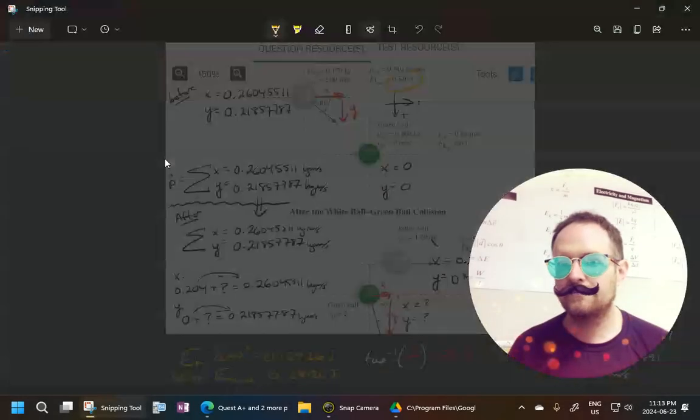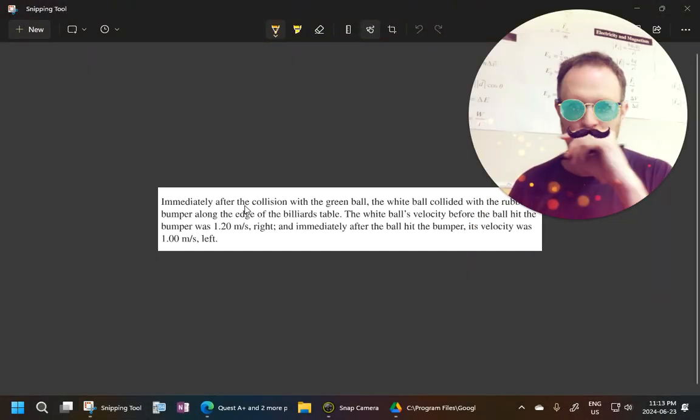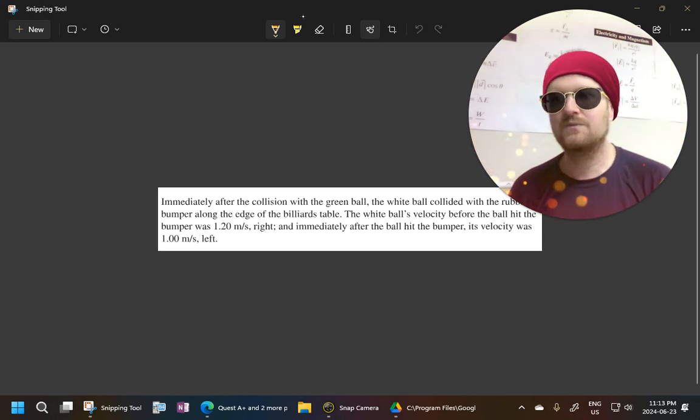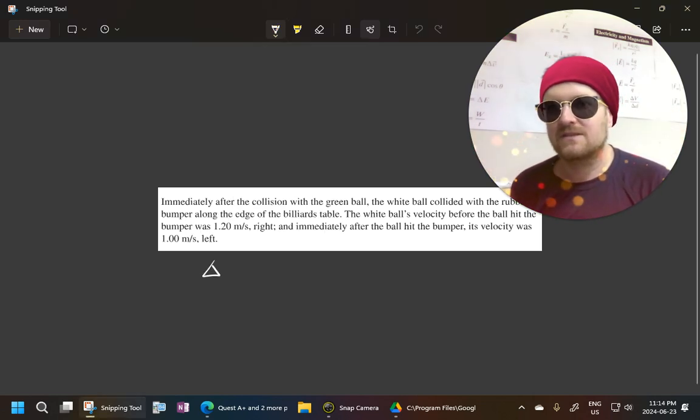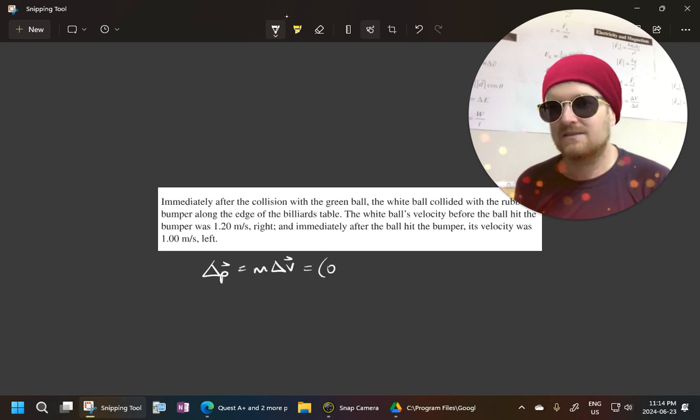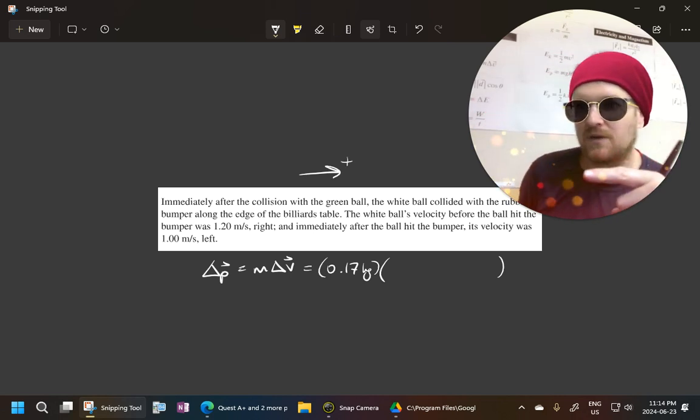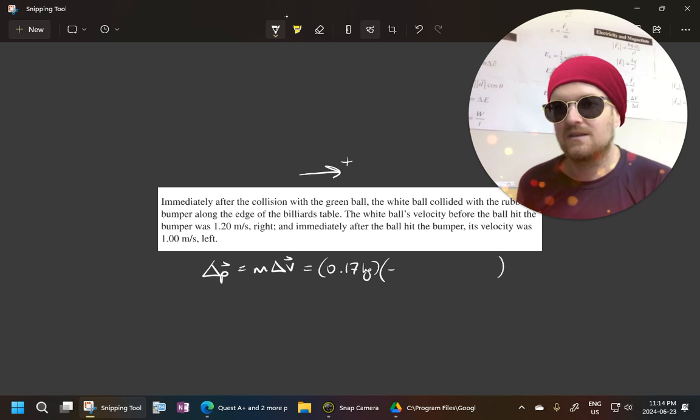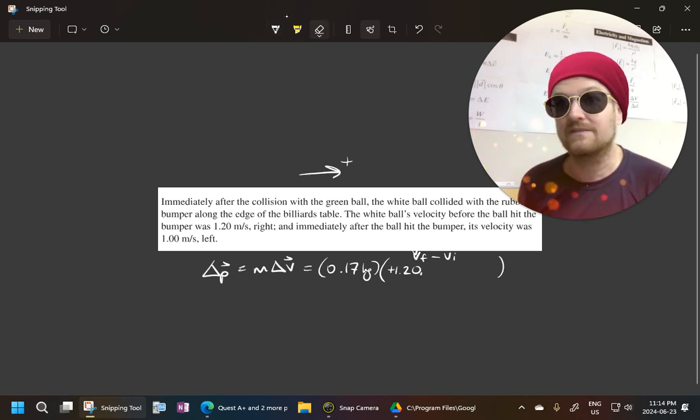Now, what they're doing is it's going to the right and then it's going to the left. So we have to watch out for a little sign convention here. To find this impulse, we're going to have to go mass times change in velocity. My mass is 0.17 because this is the white ball. The white ball collides with the rubber bumper. And what's my change in velocity? My sign convention, let's say that to the right is positive, then anything to the left is negative. Remember, this is going to be final minus initial.